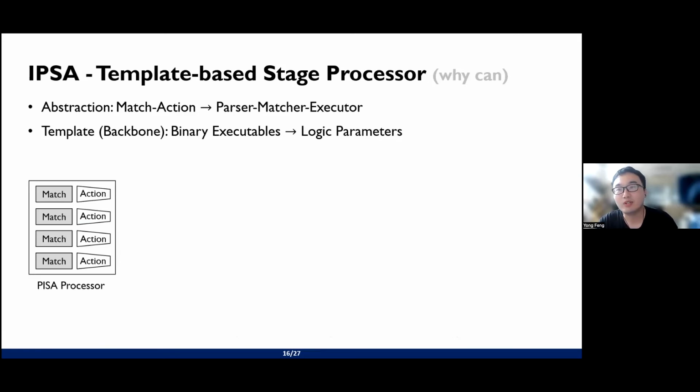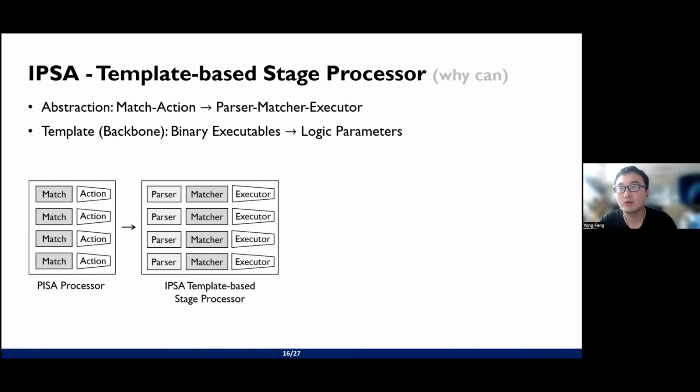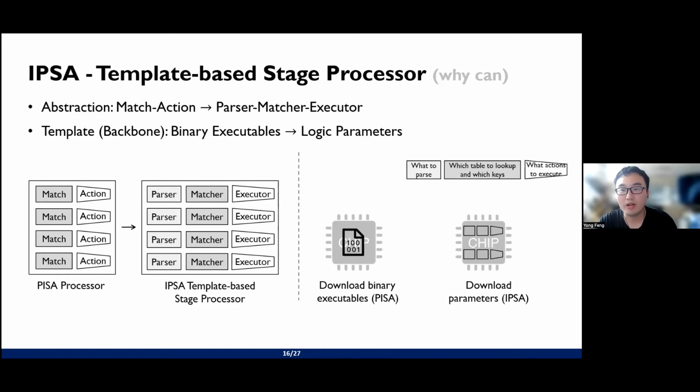Naturally, the processor is not a match action unit anymore, and it is composed of a parser to parse protocols out, a matcher to match fields against flow tables, and an executor to execute actions. We use the parser-matcher-executor triad as a template skeleton named TSP. For example, in PISA, we should download the binary executable file to the chip, but in IPSA, we have already downloaded the skeleton into the chip, so configuring the processor becomes downloading skeleton parameters: what to parse, which table to look up, and what actions to execute.